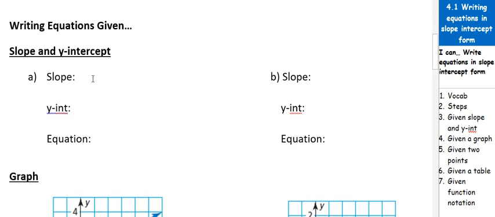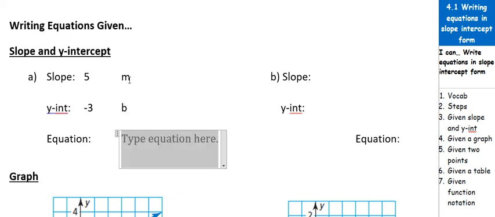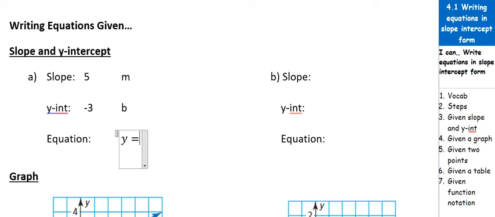Here we go. So if I'm given the slope and the y-intercept, being able to write the equation is super easy. If I have a slope of 5 and I have a y-intercept of -3, well, slope is my m and y-intercept is my b, so I'm just going to write y equals 5x, because 5 is m, minus 3, because that's my b, that's my y-intercept.